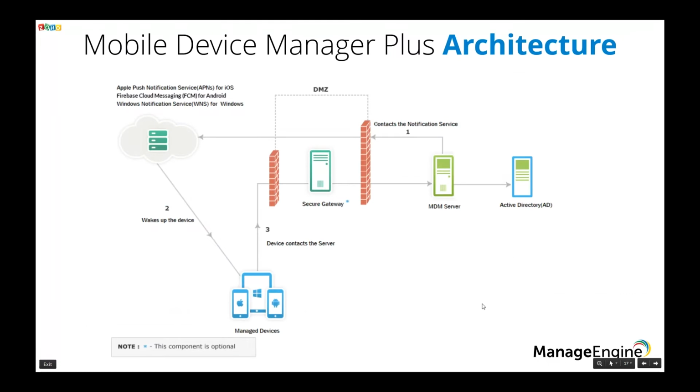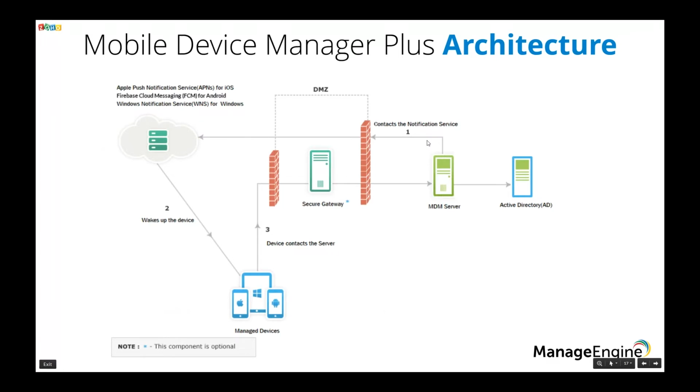All right, so this is the MDM architecture. Be it any MDM solution you go with, it will follow a universal architecture in order to manage the devices. That involves three major components. One is the MDM server. Second is the notification services. And third is the end device itself. These three components play a role when it comes to managing a phone within MDM.